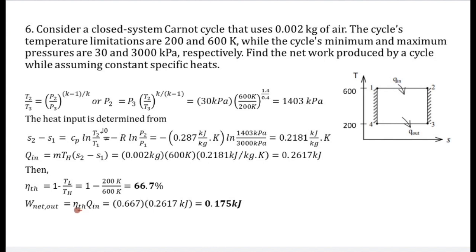So we're going to get the net work produced by the cycle. So here is this equation: the thermal efficiency times the heat input. So this percent, we converted it to decimal. So we have 0.667 times the heat input of 0.2617 kilojoules. So we got this final answer, 0.175 kilojoules. So that's it.